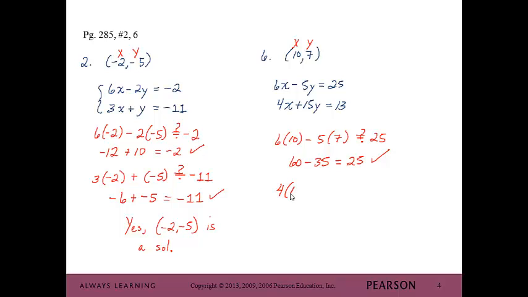So we have 4 times 10 plus 15 times 7. And we want to know, does this equal 13? Well, 4 times 10 is 40, plus 15 times 7 is 105. Well, 40 plus 105 is 145, which is not equal to 13. So it fails in the second equation. Therefore, we will say no, the ordered pair 10, 7 is not a solution.